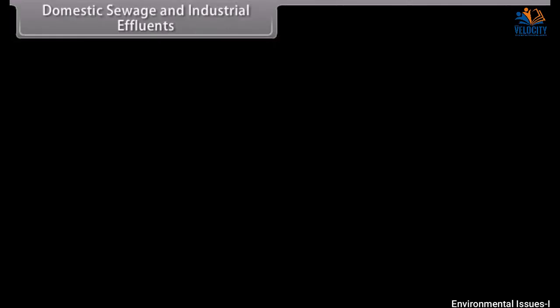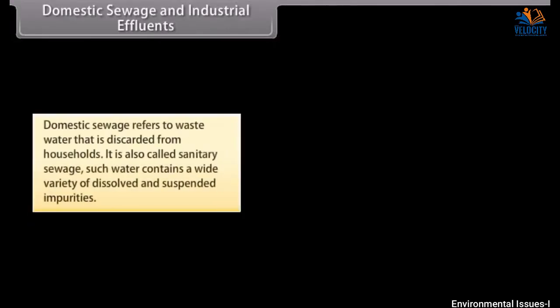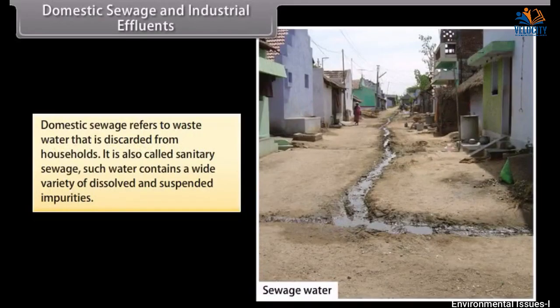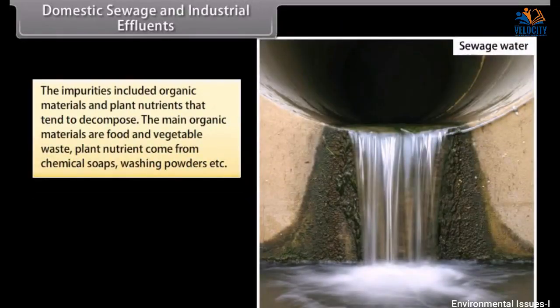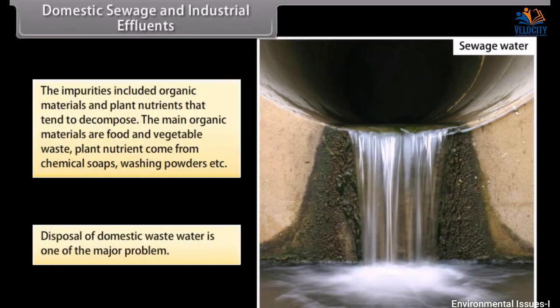Domestic sewage and industrial effluents. Domestic sewage refers to wastewater that is discarded from households. It is also called sanitary sewage. Such water contains a wide variety of dissolved and suspended impurities. The impurities include organic materials and plant nutrients that tend to decompose. The main organic materials are food and vegetable waste. Plant nutrients come from chemical soaps, washing powders, etc. Disposal of domestic waste water is one of the major problems.